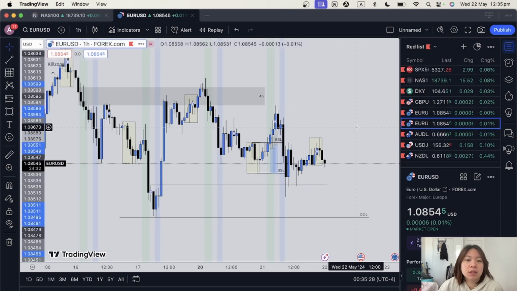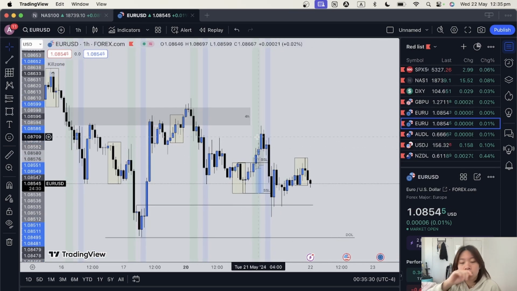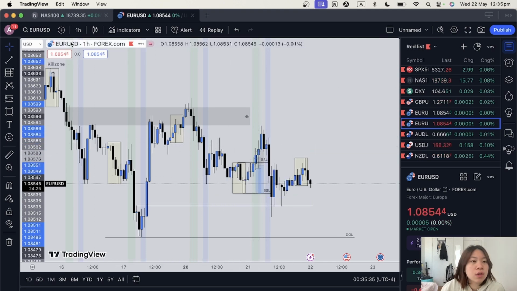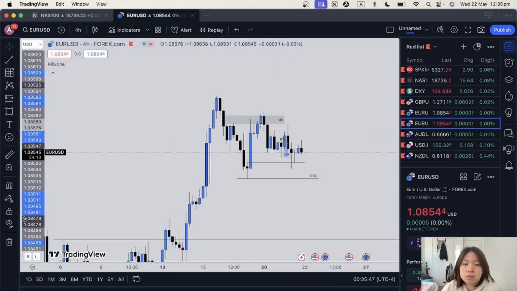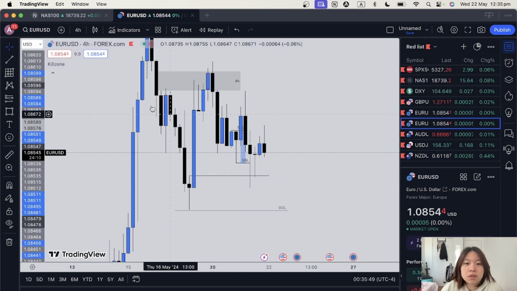Let's look at Euro USD first. So Euro USD, I took 2 losses yesterday, both in London session, and I didn't trade New York. Yesterday, I was thinking that it would either come down to this order block and then go up. That was my bias, right? That it would come down to this order block.